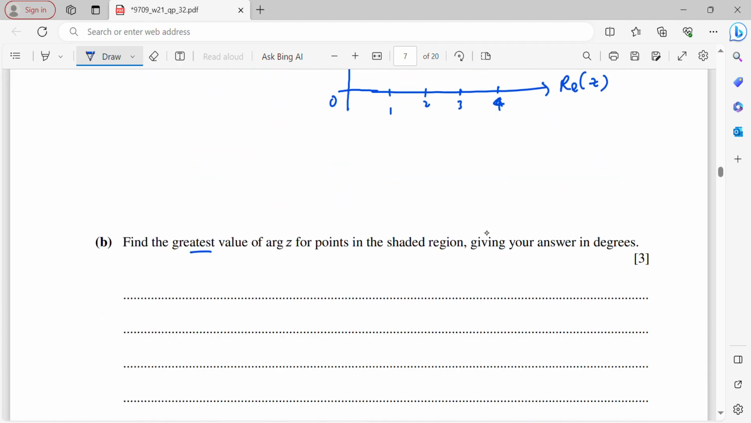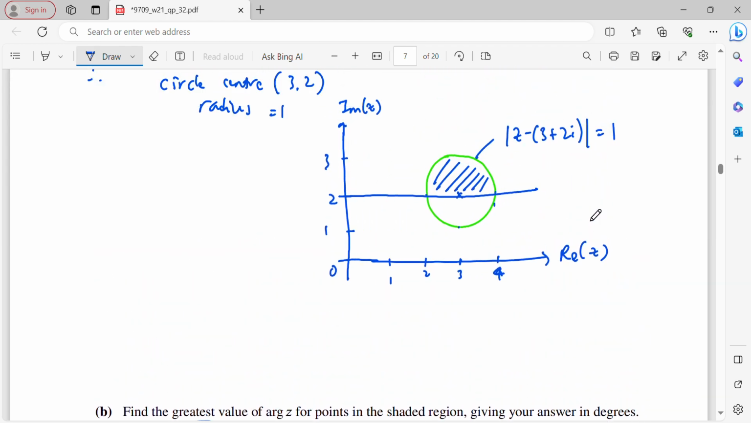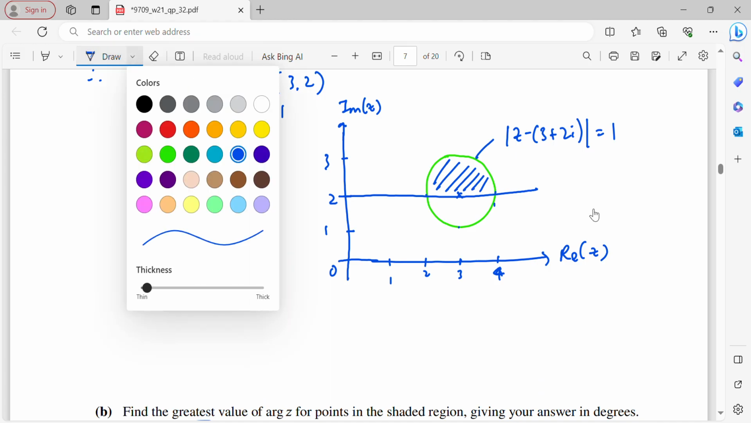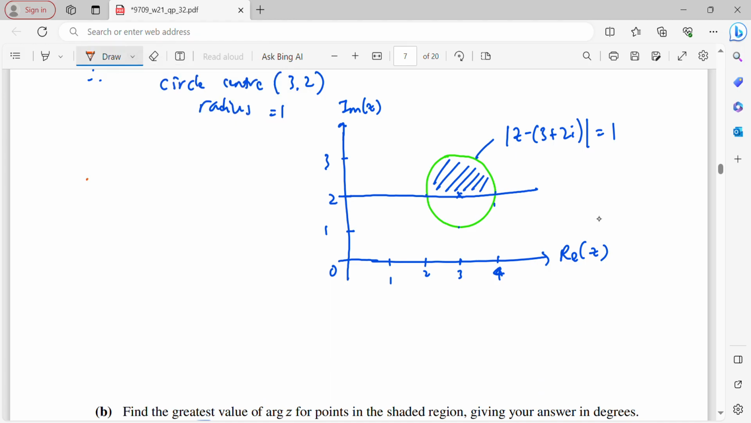Now B, find the greatest value of argument z for the points in the shaded region, giving your answer in degrees. So now, greatest argument z, okay. Argument is the angle, right? So that means when you measure, it will be something here, roughly here. This is the greatest. So please draw using a ruler. Okay, this is wrong.